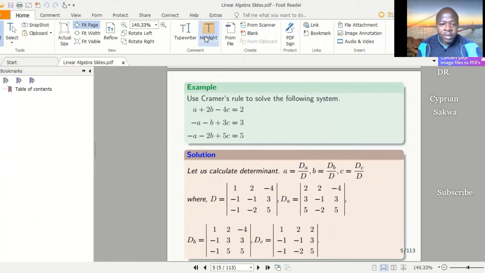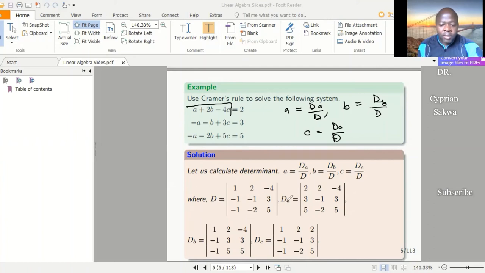So we know that to get A, we shall take dA out of D. To get B, we shall take dB out of D. And to get C, we shall take dC out of D. So what is interesting here is how to get dA, dB, dC and D. We just repeat the same process, that D shall be the determinant of the coefficients that we are seeing here: 1, 2, negative 4, negative 1, negative 1, 3, negative 1, negative 2, 5. That is the determinant that gives us D.